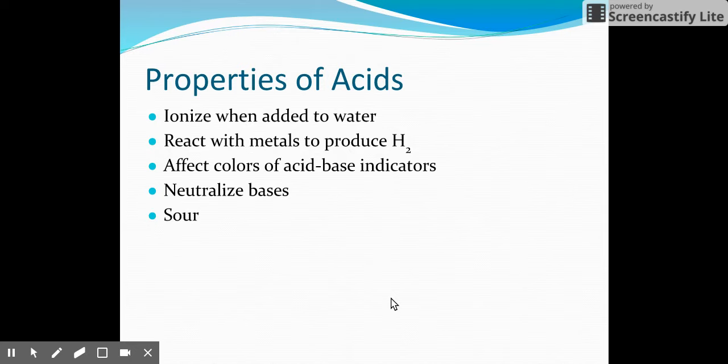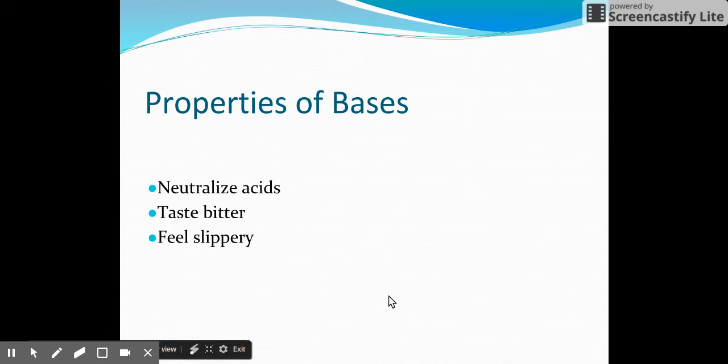Last semester we called it dissociate. So basically it's just that it breaks into ions. The ion that we care about is the hydrogen ion. You remember from the periodic table trends that acids react with metals to produce hydrogen gas. This week we're going to be doing a lab where we learn that acids affect colors of indicators, and they neutralize bases and taste sour. You might recall that just from citric acid, or if you've ever tasted vinegar, you know that those taste sour.